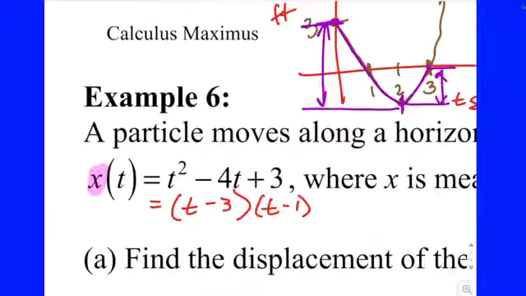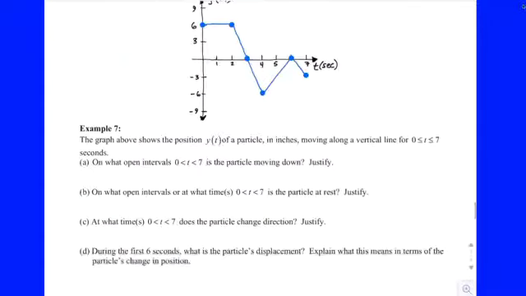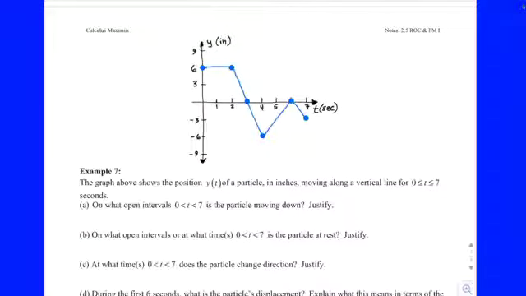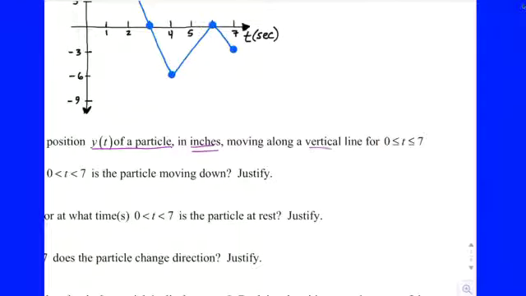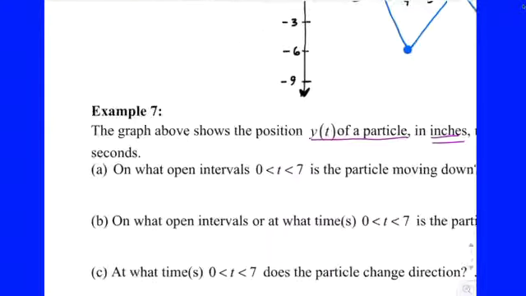Particle. Maybe it's fun to name the particle before we start, kind of personalize the problem a little bit. All right, example 7. The graph above shows the position, y of t, of a particle in inches, moving along a vertical line from t equals 0 to 7 seconds.